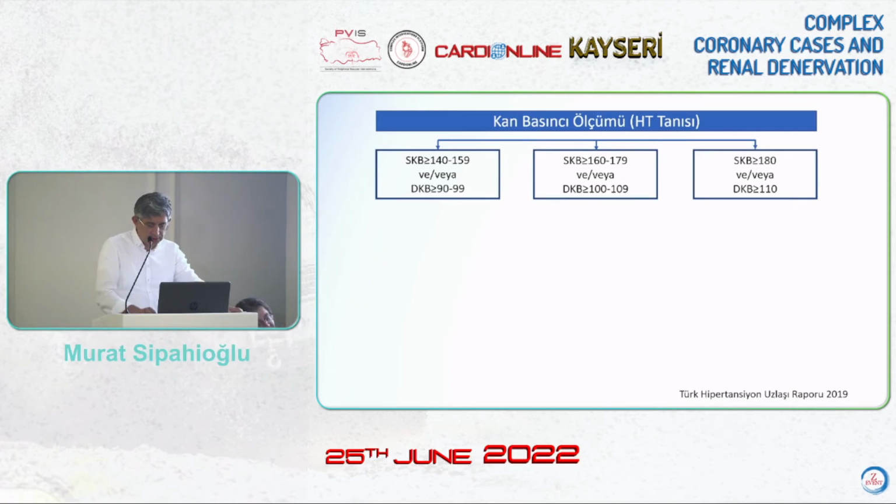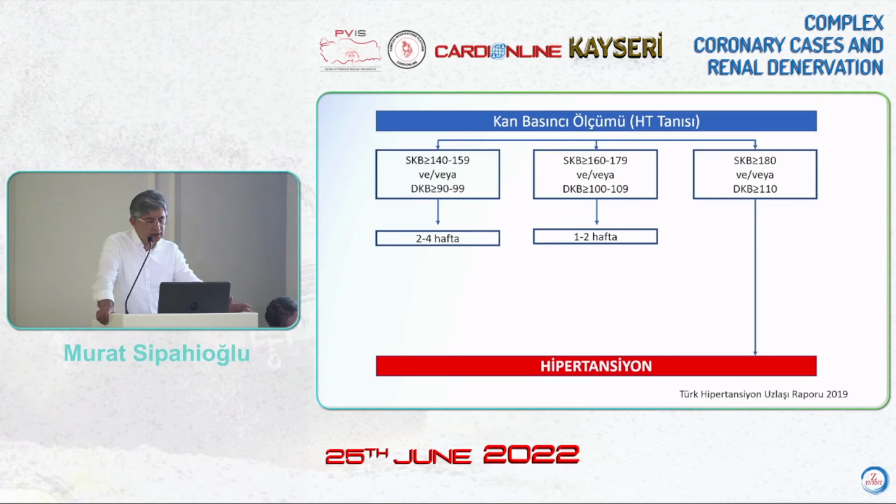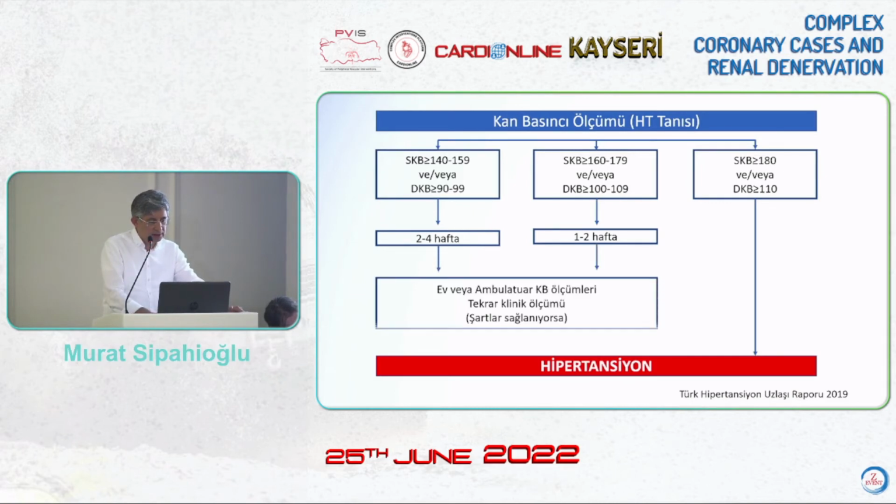For the systolic blood pressure, 140 to 160, and for the diastolic, 100 to 110. We need to wait for 2 to 4 weeks, and we must repeat the measurements. We must change the lifestyle, and if still, despite these changes and measurements, within 2 to 4 weeks, the blood pressure is still over 140, then hypertension is the diagnosis.